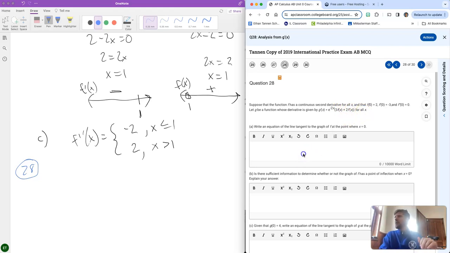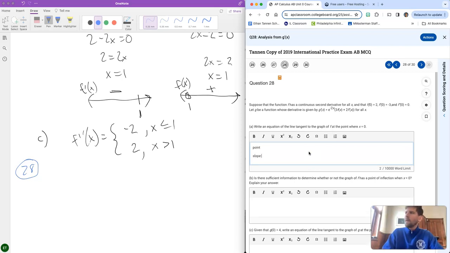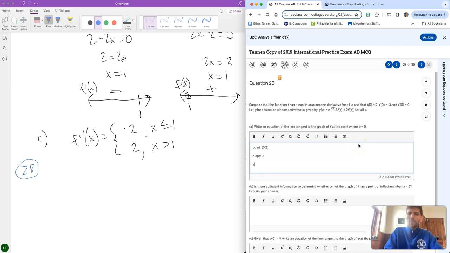So first they're asking us to write the equation of the tangent line. So remember, point slope. Well, the point is actually given to us quite nicely. They say f of 0 is 2, so that's the point (0, 2). And the slope, they already told us, f prime of 0 is negative 3. So then I just put y minus the y value, which is 2, is equal to the slope, which is negative 3, times x minus the x value, which is, I guess, just 0.